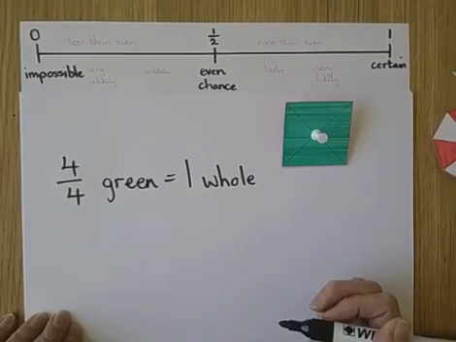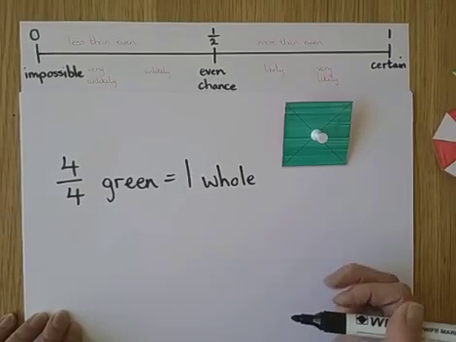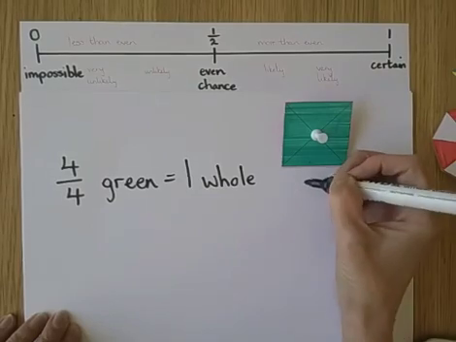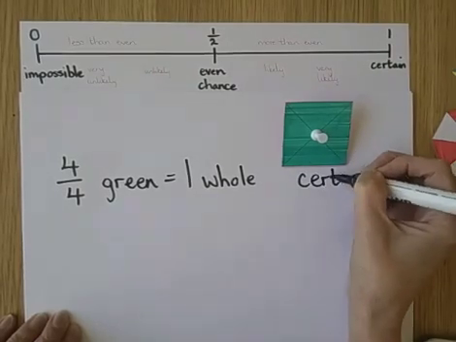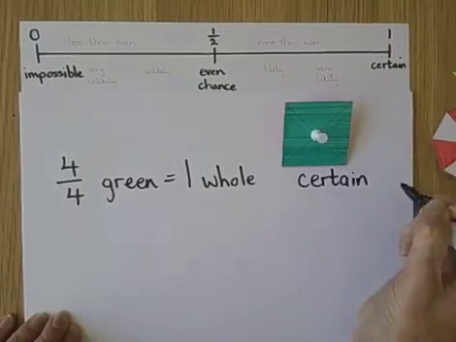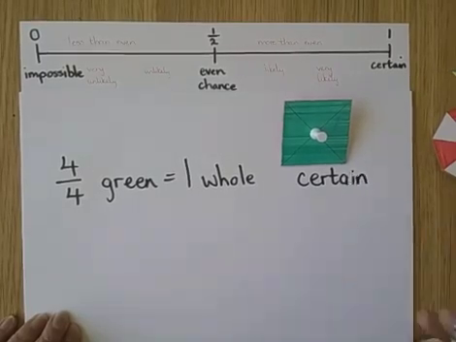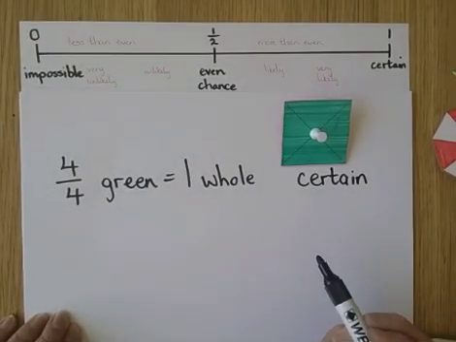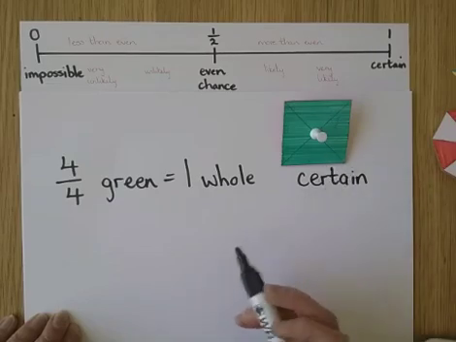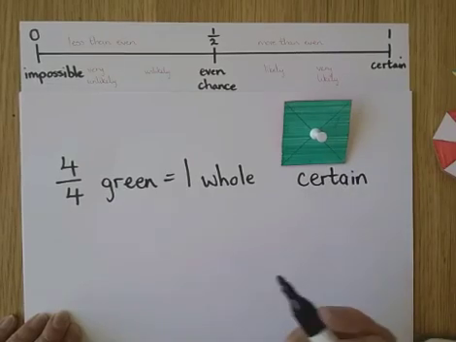So what's the chance that if I spin this spinner, I'm going to land on green? You're right, it's certain. It's definitely going to happen. There's no chance that I won't land on green. It's definitely going to be green. So we could say that this spinner, it's certain that I'm going to land on green.